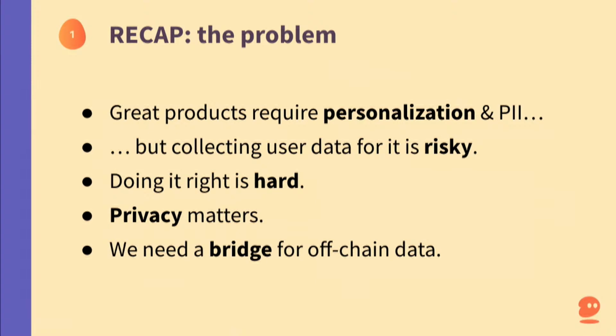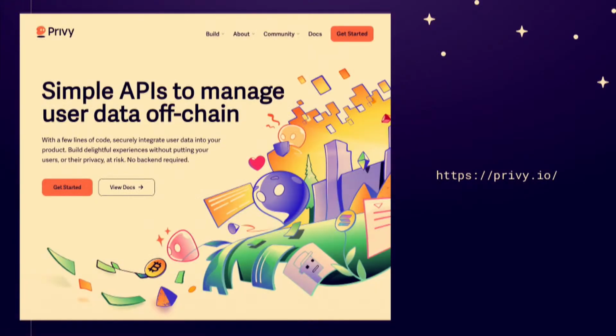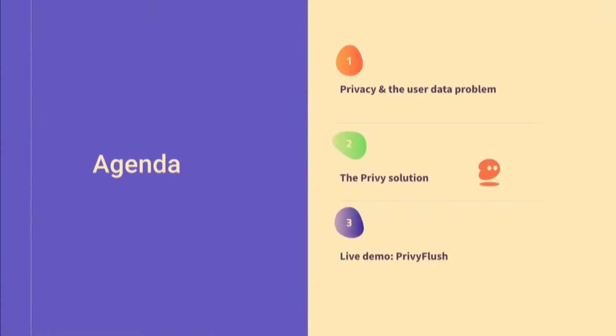And finally, we need a bridge for off-chain data, as we discussed. Cool, so we have an issue. And this is where Privy comes in. I'm going to talk about it in a second, but you can find our homepage at privy.io. I'm going to talk now about what it is and what we do. And you can follow along with Blobby, who's our mascot, on the second one, a cute little ghost.